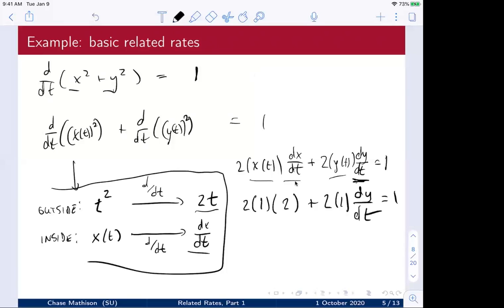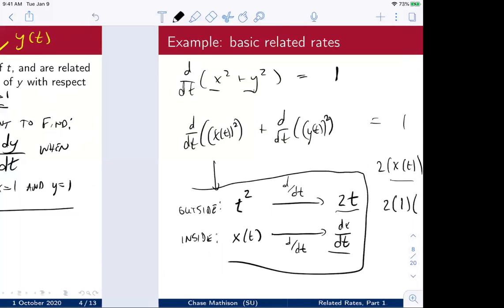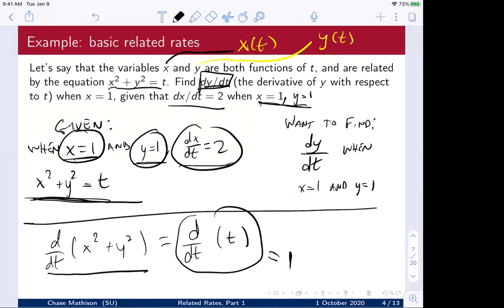We have a question in the chat. It should be t of x equals t. No, x of t is implicitly a function of t. The x and y are both separately functions of t that are related by this equation.